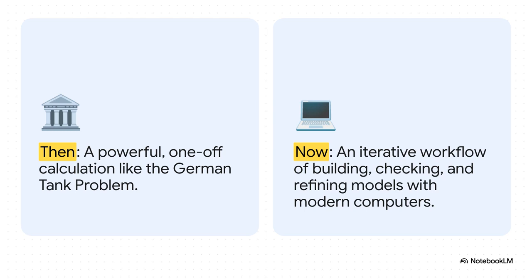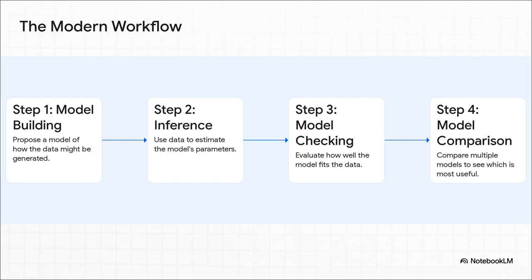But that was then. Today, with the insane amount of computing power we have, Bayesian analysis has really evolved. It's not just about these amazing one-off calculations like the tank problem anymore. It's become a whole iterative workflow, a constant loop of building, testing, and refining our understanding. So the modern process, which you'll read about in books like Bayesian Modeling and Computation in Python, is really this cycle. You start by building a model, which is just a fancy word for a hypothesis about how the world works. You use data to make inferences and tune that model, but then, and this part is crucial, you check it. How well does it actually match reality? Could another model do better? It's this cycle of building, checking, and comparing that lets us constantly get better at understanding things.